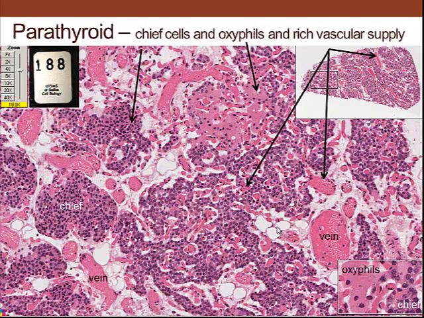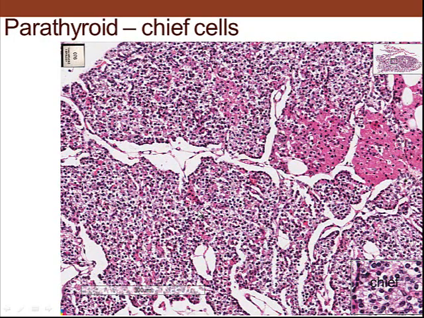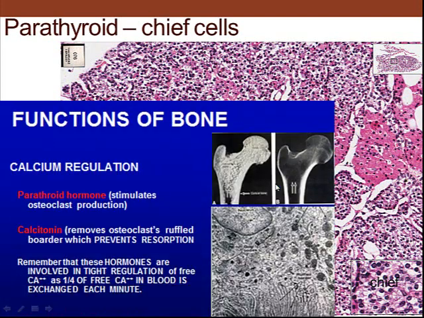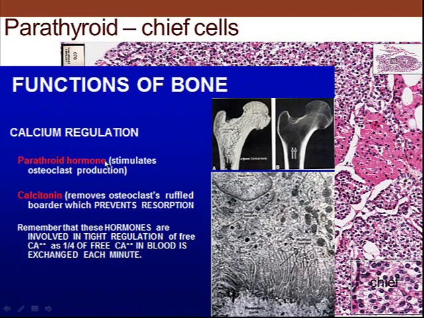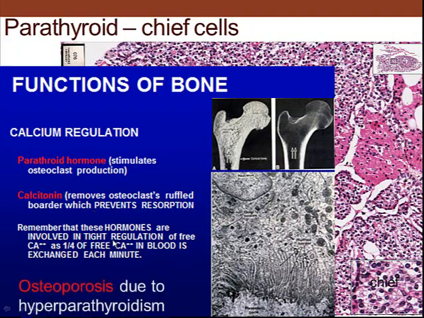And then if we take a look at another parathyroid, we can see the oxyphils, and we can see vasculature in through there, and the chief cells. So this is 188. You can see it again. These are the chief cells, and here we can see that the parathyroid hormone stimulates osteoclast production. Calcitonin, which comes from the parafollicular cells, removes the ruffled border. Here's a ruffled border of an osteoclast, which is stimulated by the parathyroid hormone but inhibited by the calcitonin.